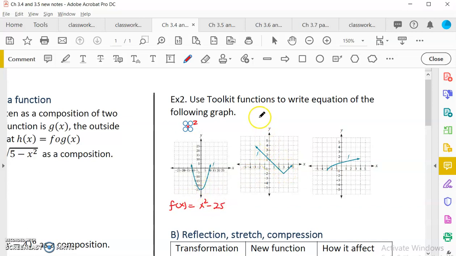So this function is the V-shaped function, which is absolute value of x, right?